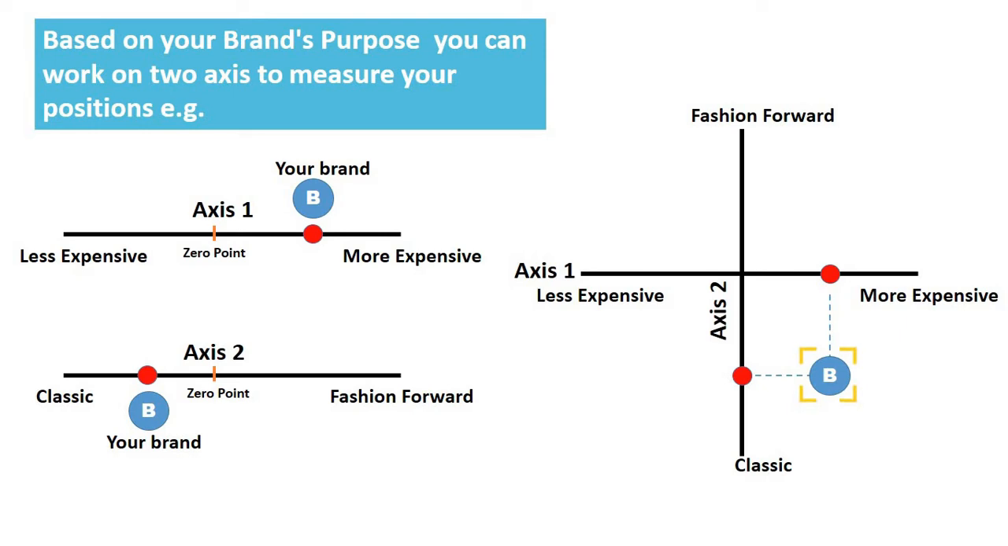Now, if you turn around the zero point of both the axes and place them on top of each other, you get these two points here, where axis one was less expensive to more expensive, and axis two was classic to fashion forward. So you are here on axis two and here on axis one, and if you do a cross section, you get your brand position here. This is called a brand position map.